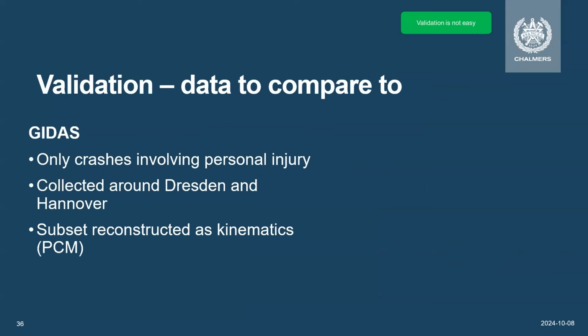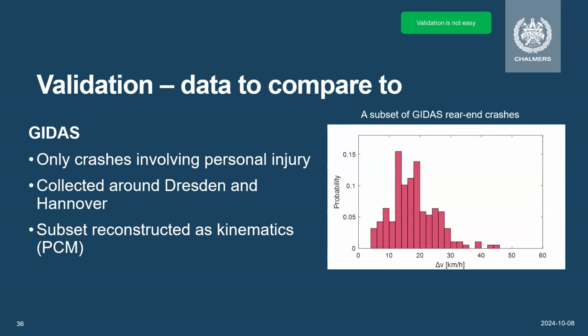So what data to compare on? GIDAS, many of you may know about that. It's a German data set, probably one of the world's best when it comes to the data that's been captured. It's only crashes involving personal injury, and it's collected around Dresden and Hanover in Germany. A subset of these is reconstructed to the pre-crash kinematics, so you have the time series of data prior to the crash. What you see here is a subset of these rear-end crashes, where we simulated the rear-end crashes again in our simulation environment, and we got delta Vs.